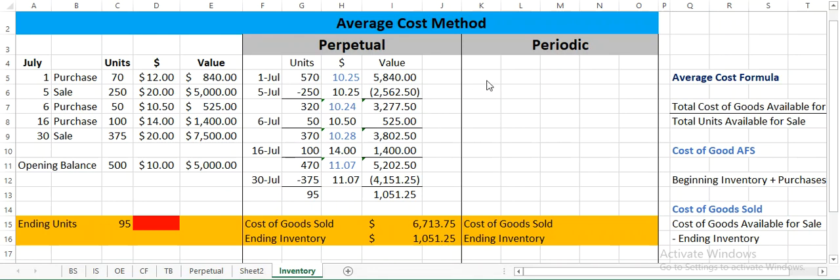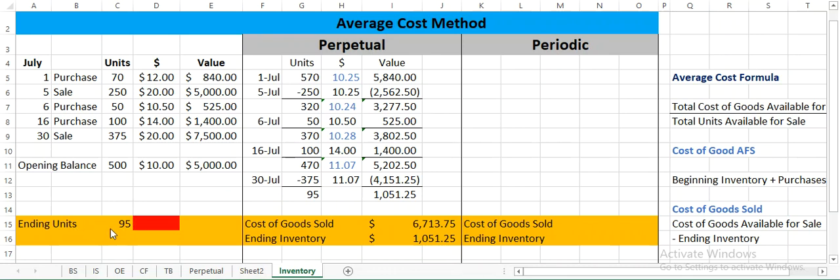All we need to know for the periodic system is two things: units that we ended with, so our ending information, which is the 95, and our cost of goods available for sale. Let's get started with calculating now, because we already know our ending units. We just need to find out our total cost of goods available for sale and total units available for sale. Our ending units here is 95,000.